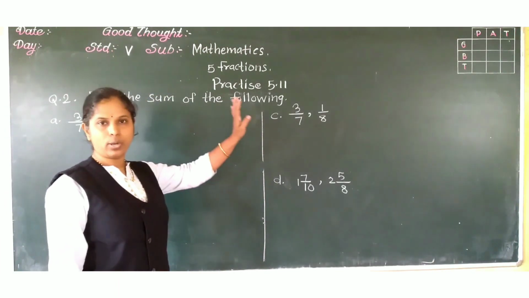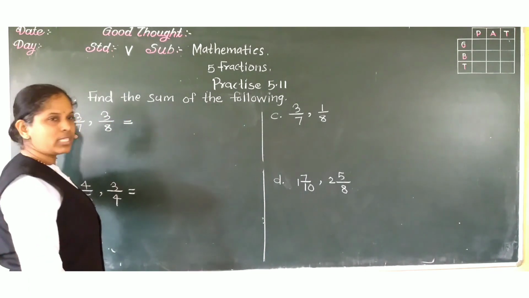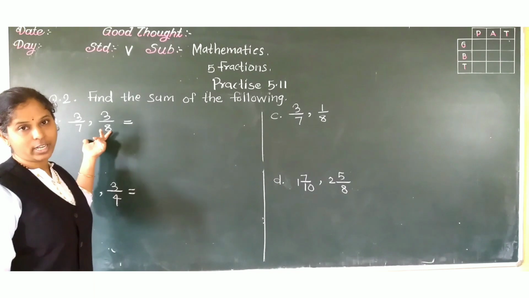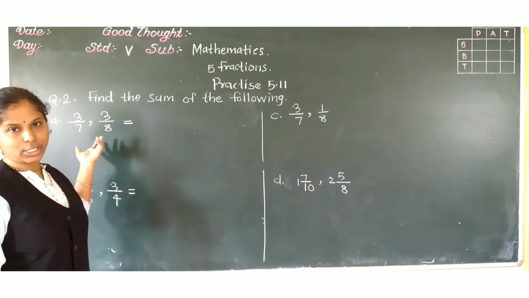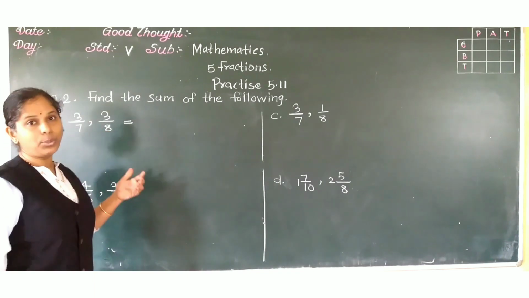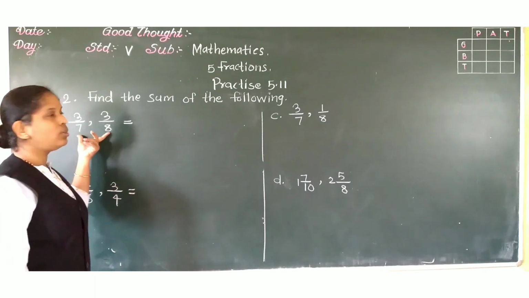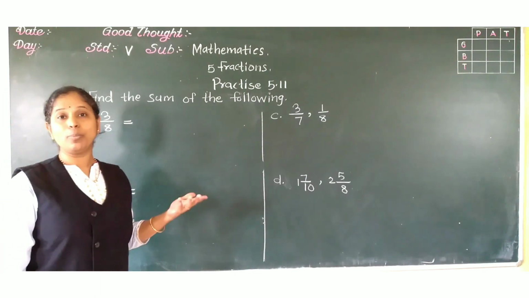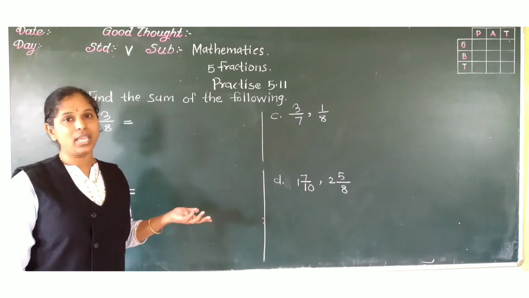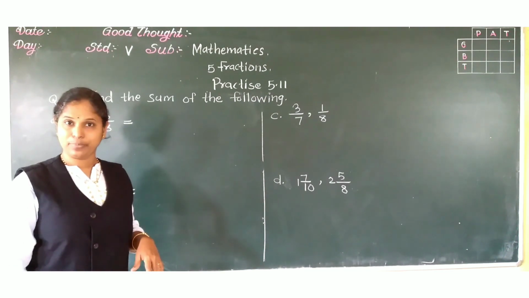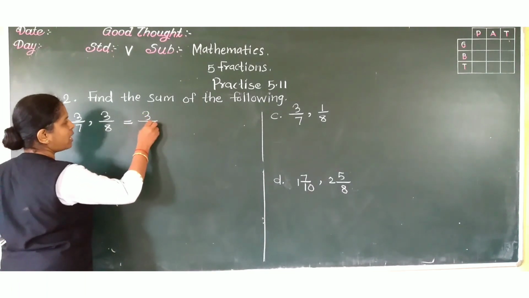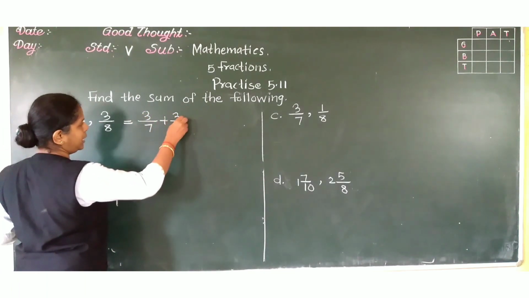Now question number 2. Find the sum of the following. 3 upon 7, 3 upon 8. Look at here. Denominators are different. They are not like fractions. Got it? So what we have to do in that case? We have to make the denominators equal. How to make that equal? What did I say? We have to take LCM. Okay. So first here 3 upon 7 plus 3 upon 8.